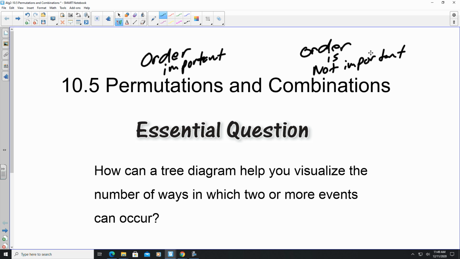So a lot of what you have to be able to figure out is, one, are we dealing with a permutation problem or are we dealing with a combination problem?